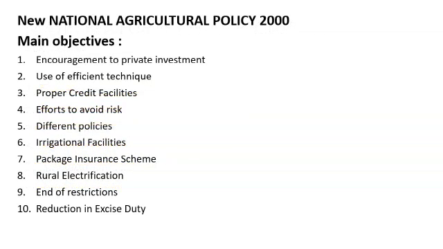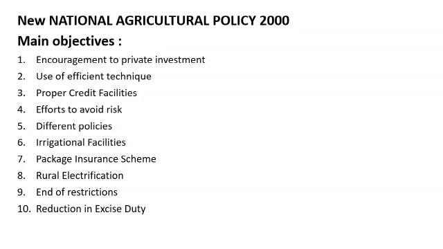Government announced a new national policy for agricultural development. This policy was announced on 25th July 2000. The main objectives of this policy were: number 1, encouragement to private investment. Special incentive will be given to private investment in agriculture. Number 2, use of efficient technique. Efforts will be made to use efficient technique and all the resources efficiently. Number 3, proper credit facilities. Proper credit facilities will be provided to the farmers for agricultural development.